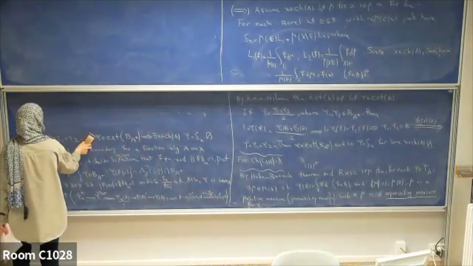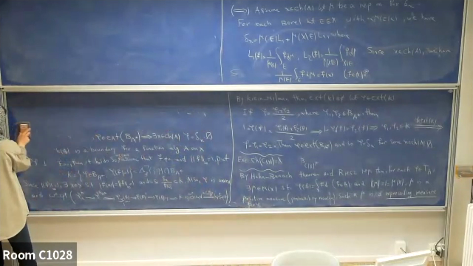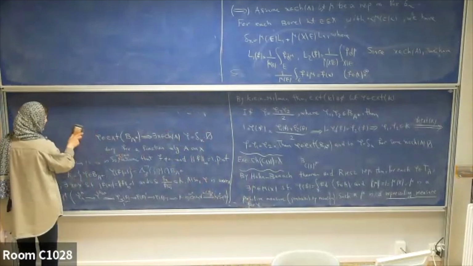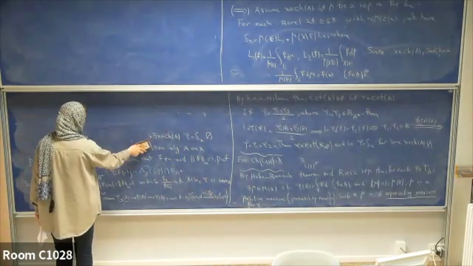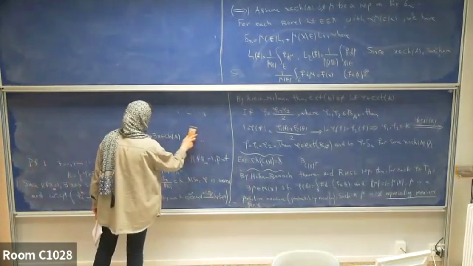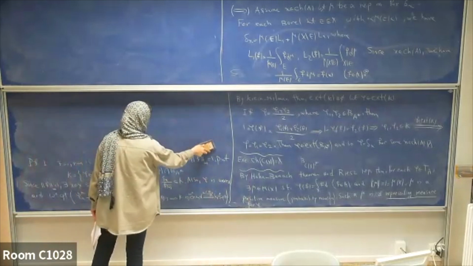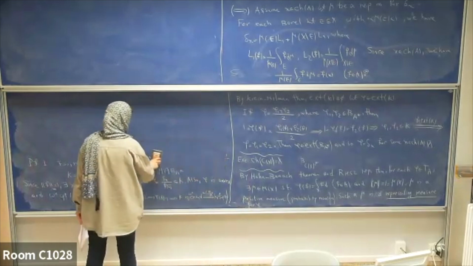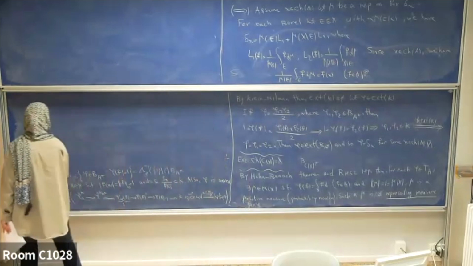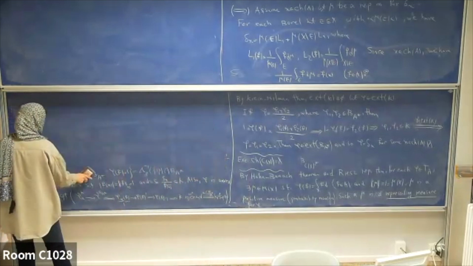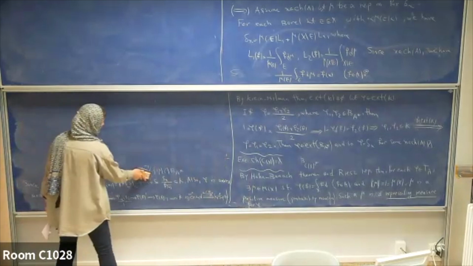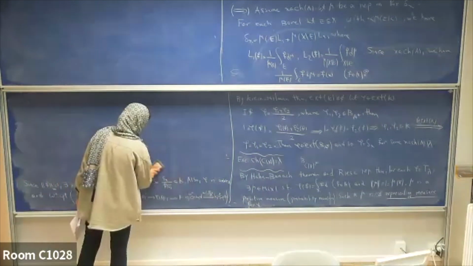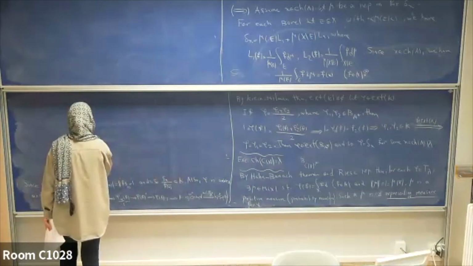Actually, I claim that each f is f of x almost everywhere. I mean that the set of points where f of t is not f of x is a null set.